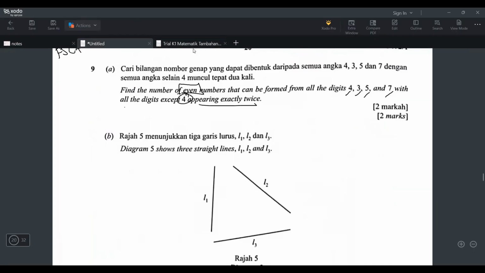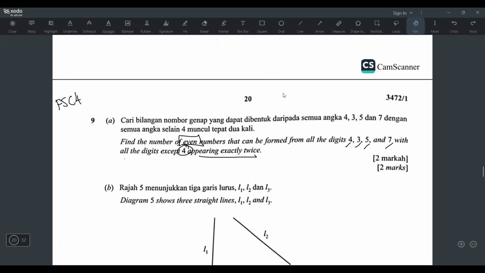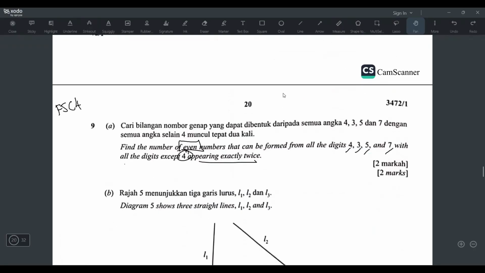But if you want the explanation for the Selangor set 1 paper, you can just go watch it. It's on my channel. I uploaded it like 9 months ago. But now I'm doing set 2, so I'll just give you the explanation for set 2.